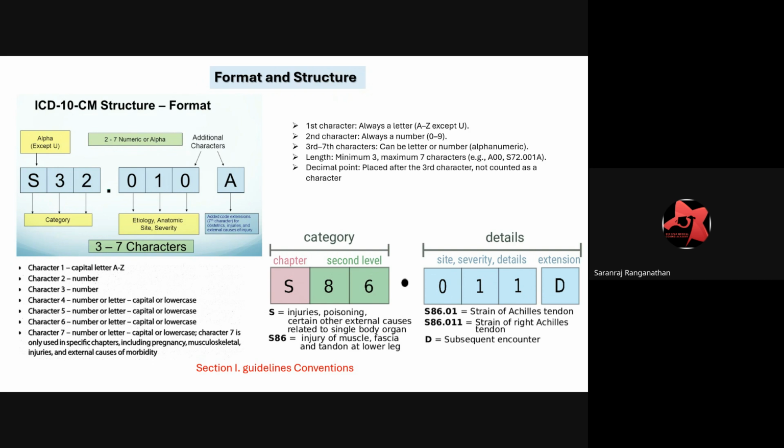Even now, if you tell me some conditions, I'll be able to tell what is the first, second, third, and 4th digit of the code, because we understood how the category, the etiology, the anatomy and the site are addressed with this category of code. That is how the format and the structure of ICD-10 work.